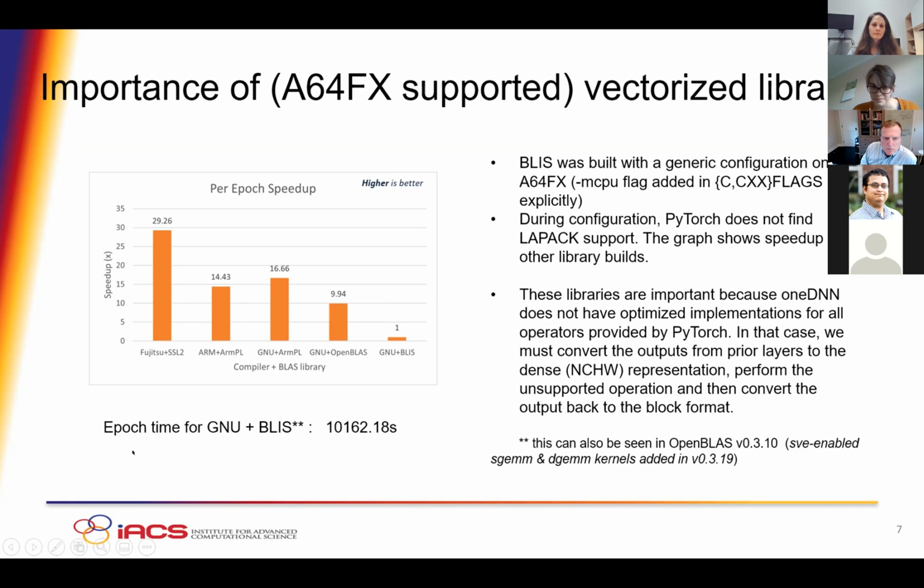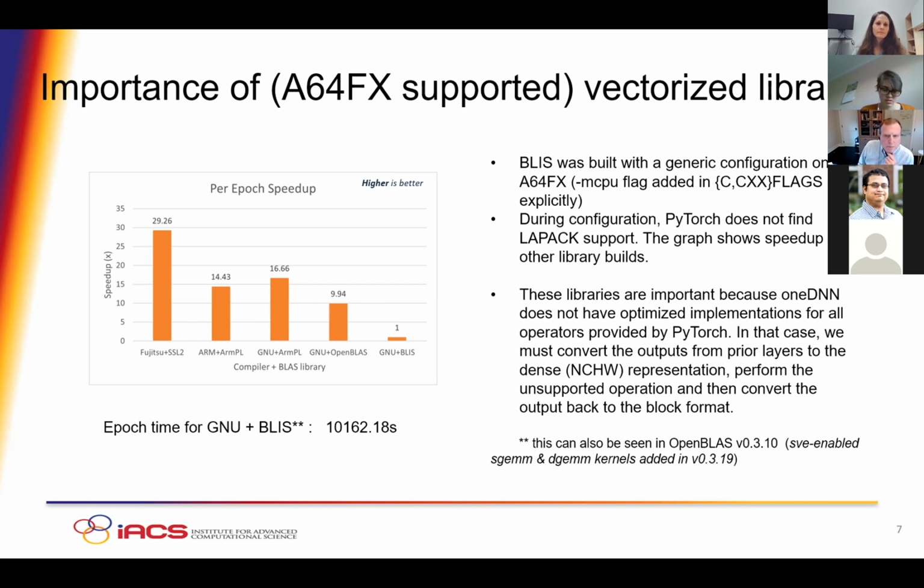So the average epoch time for this build was about 10,000 seconds. Over here, you can see the speedup where the Fujitsu libraries have about 29%, 29 times, sorry, it's not 29%. And OpenBLAS also has 10% speedup. So this has been seen only in the newer versions because SVE enabled and optimized SGEMM and DGEMM kernels have been added recently, I think as of December. But a bad performance has been seen even in the prior version, which is 0.3.10.